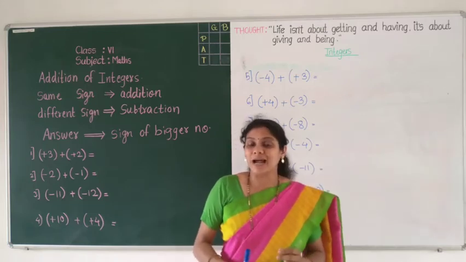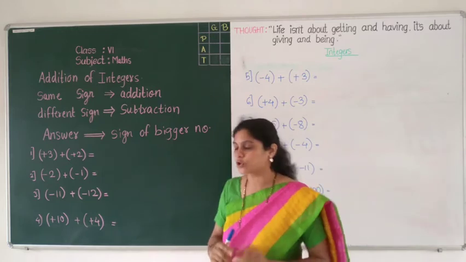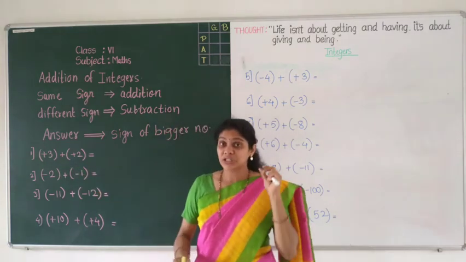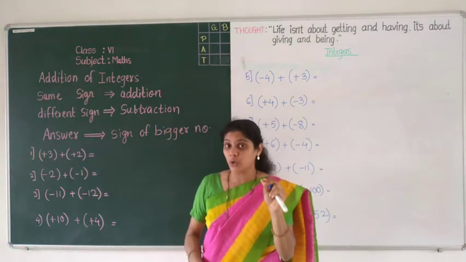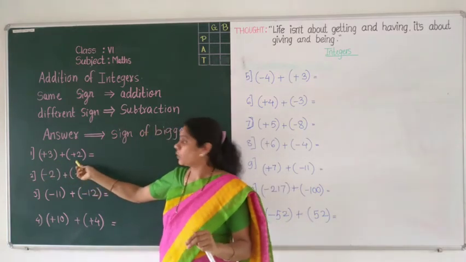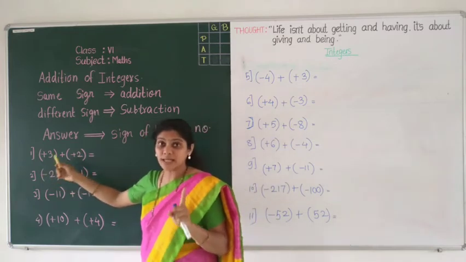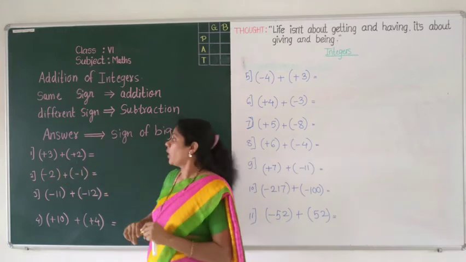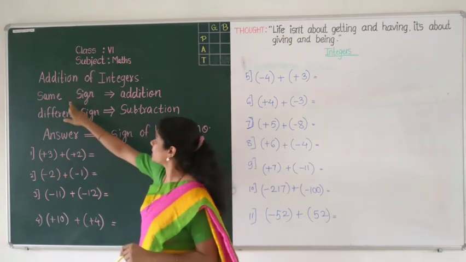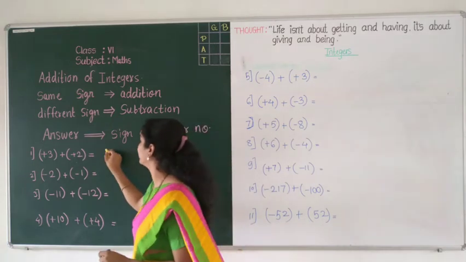Okay, as we start to solve the examples, you will get an idea how to solve it. Positive 3 plus positive 2. Just listen carefully how I am going to read it. Positive 3 plus positive 2. I am not going to say plus 3 plus 2. Both numbers have the same sign, that is both positive. That means we have to do addition. So 3 plus 2 is 5.